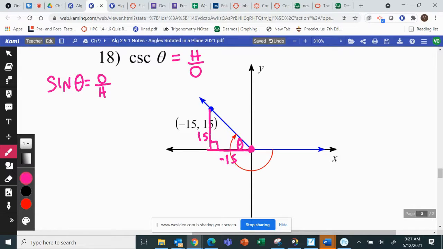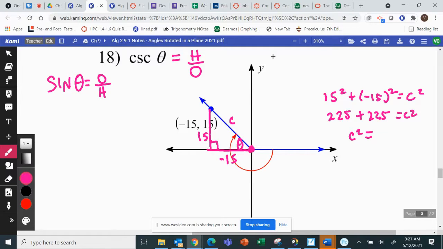I don't have the hypotenuse. How can I find it? Ashlyn? Did you say Pythagorean theorem? Okay. Yeah, we could use Pythagorean theorem. So Pythagorean theorem would be 15 squared plus negative 15 squared equals c squared, because remember the hypotenuse is c. So 225 plus 225 is c squared. So c squared is going to give me 450, thanks. Quick math.